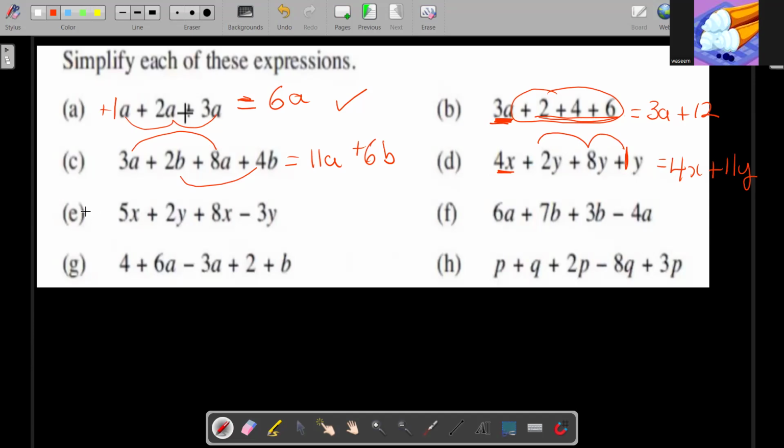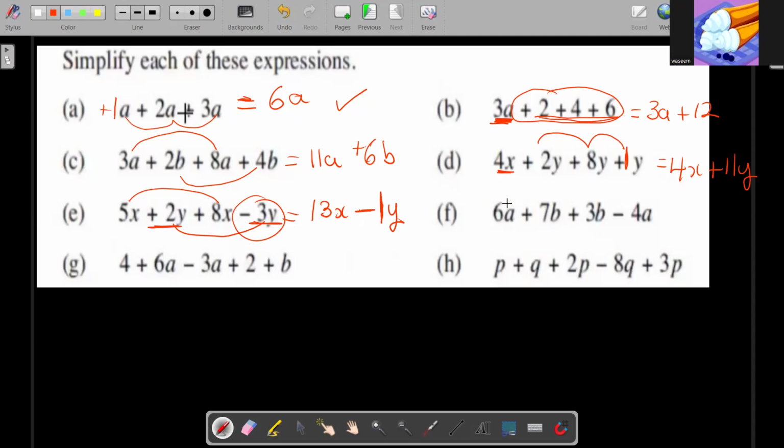Part E, right? We simplify the x's with the x's, the y's with the y's. 5 plus 8 is 13x. And 2 minus 3 here, right? Pay attention to this. We apply the different signs law. 3 take away 2 is 1. 1y and the sign of the heavier one. So minus 1y.